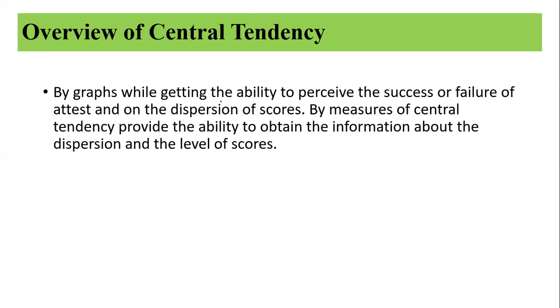By a graph, while getting the ability to perceive the success or failure of a test, the dispersion of scores, by measuring the central tendency, provides the ability to obtain information about the dispersion and the level of scores. That means we can obtain information about the level of scores, marks or something. Please think about this now, when concerned about this educational measurement subject, right?